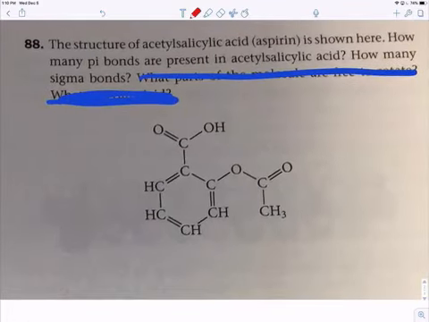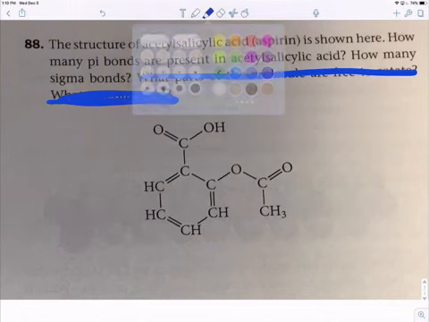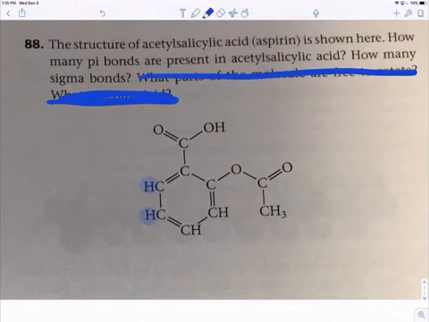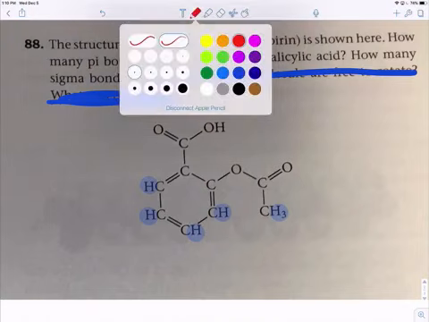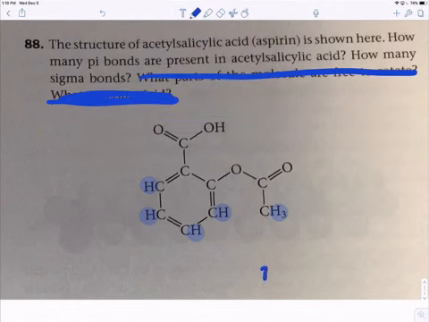All right, try it for aspirin. This is going to be 7 right there, but oh, 8.